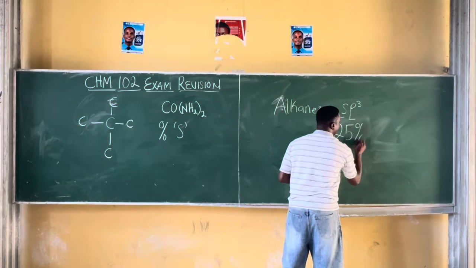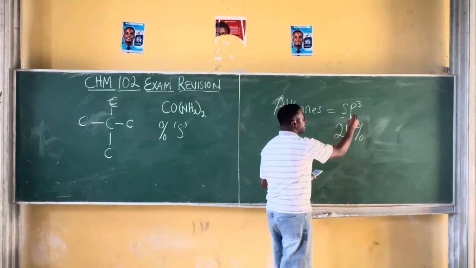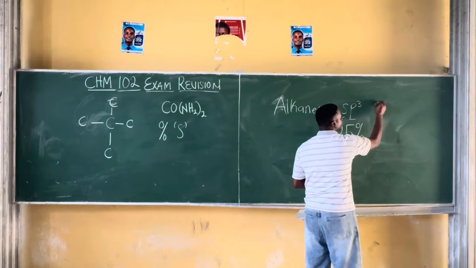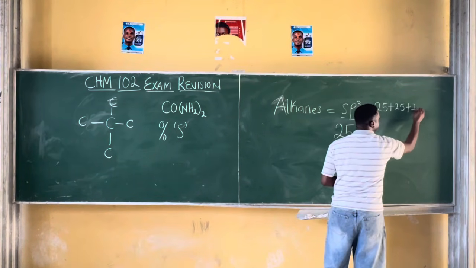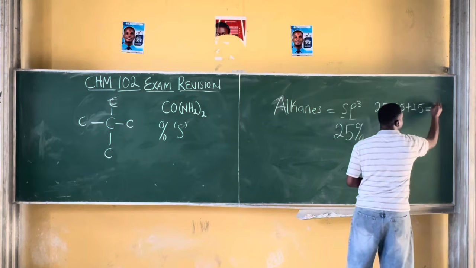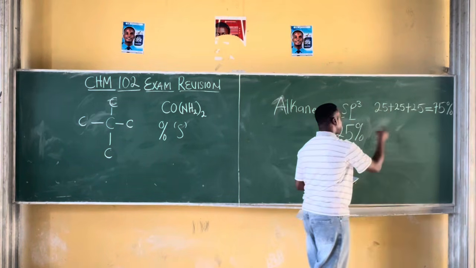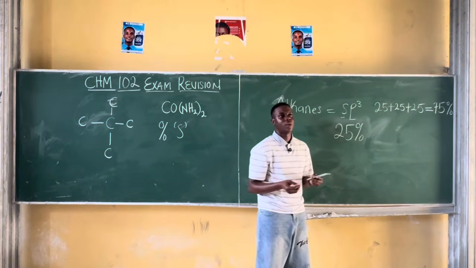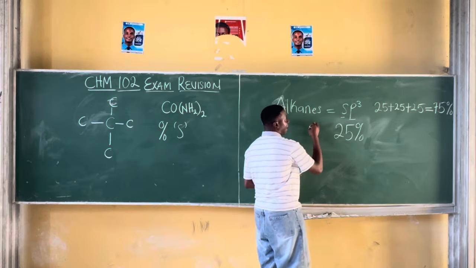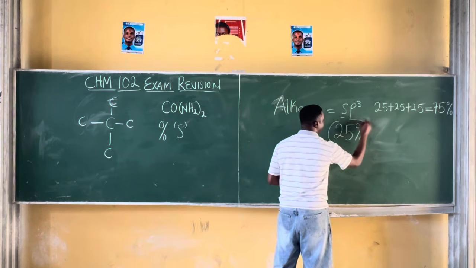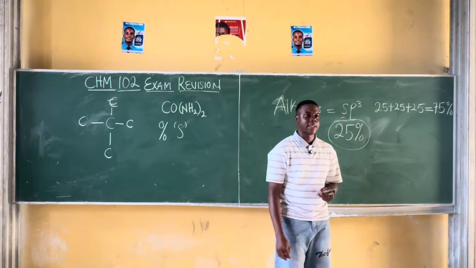25%. Okay? Now, why is it 25? That is because the p3 gives us 25 plus 25 plus 25, which is equal to what? 75%. So 75 plus 25 gives us what? 100%. So the percentage S character of ethane is 25%.